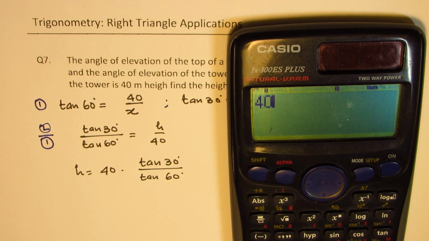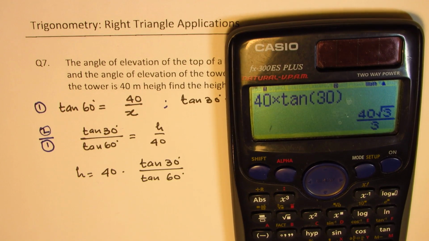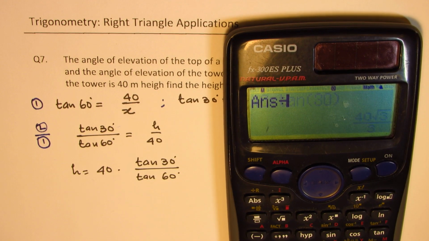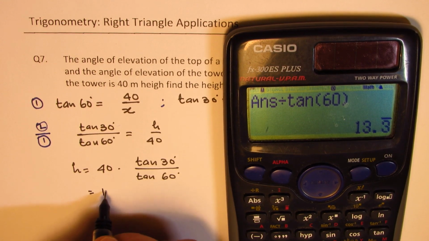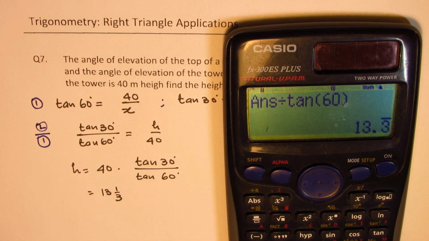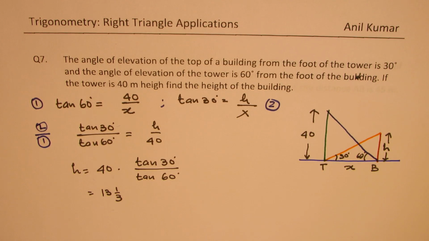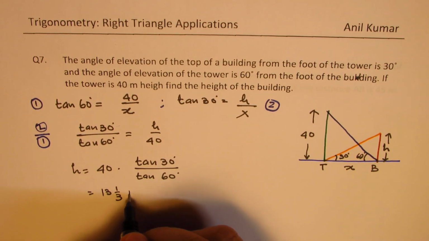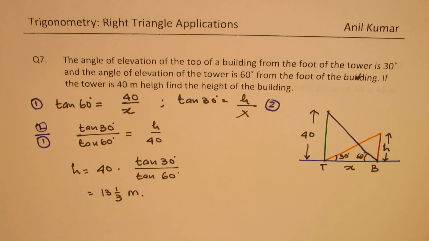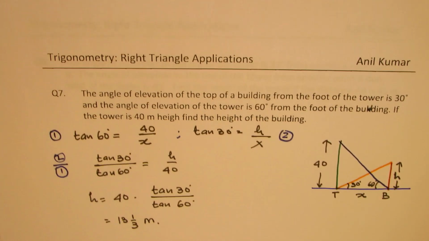So 40 times tan 30 degrees divided by tan of 60 degrees is 13.33, 13 1/3 meters. So that is how you're going to solve this, right?